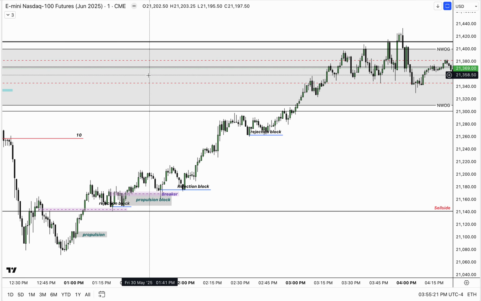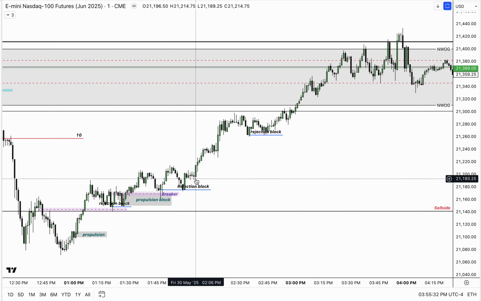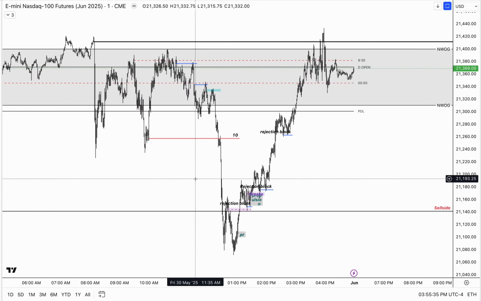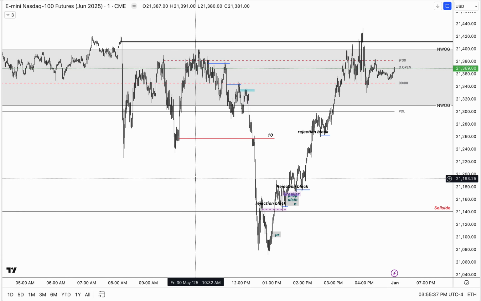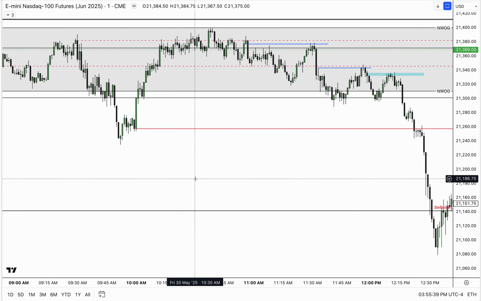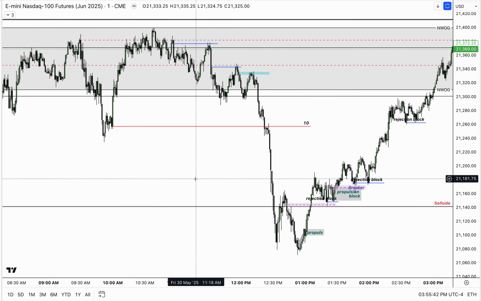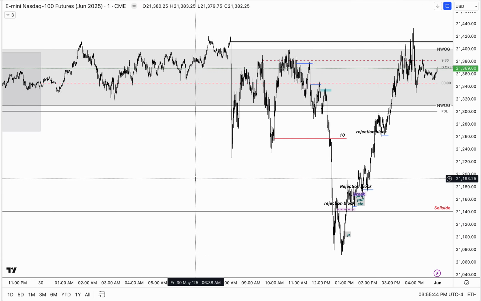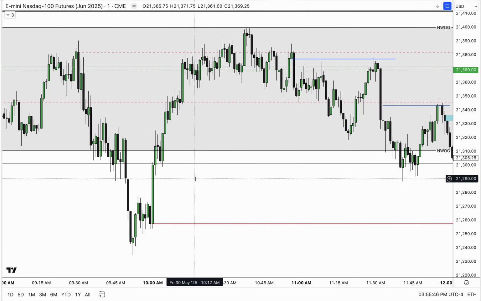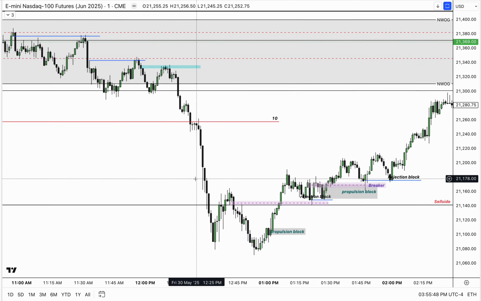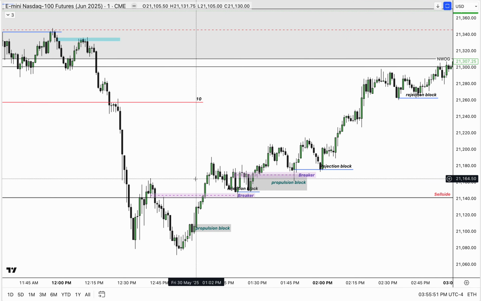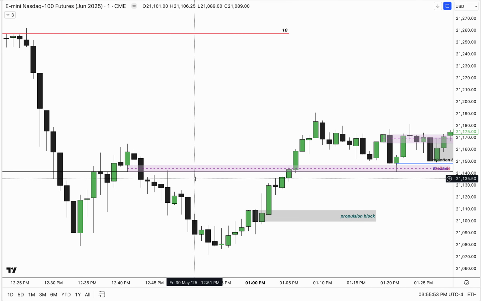I'm not going to go over really anything other than rejection blocks, propulsion blocks, and maybe volume imbalances again. If you guys don't understand those, I think we all understand breakers, order blocks, mitigation blocks, but it's these propulsion blocks and rejection blocks that can really amplify your trading. So let's just start with what is each of them. So a propulsion block, let's start with that.